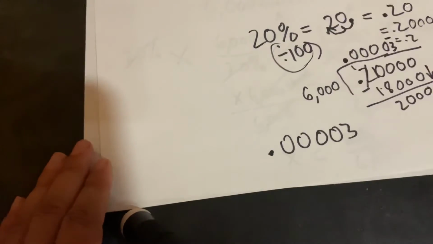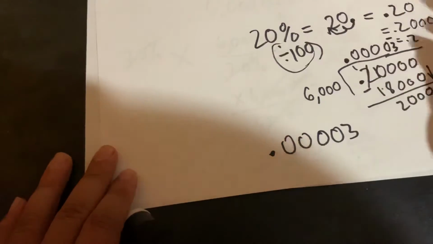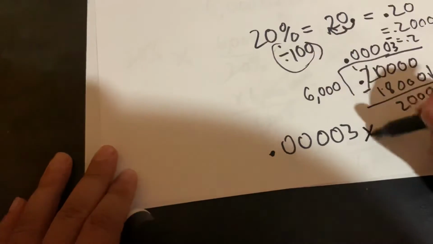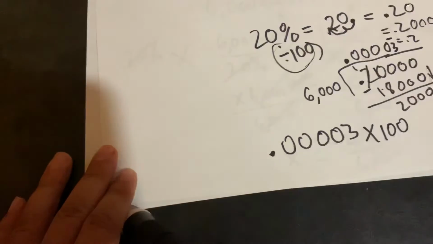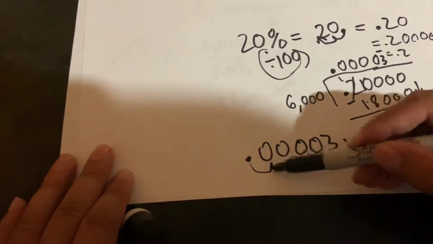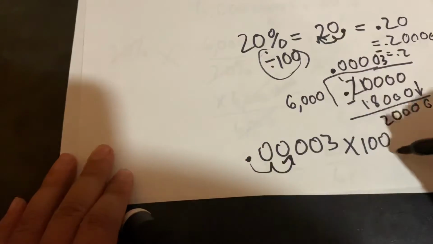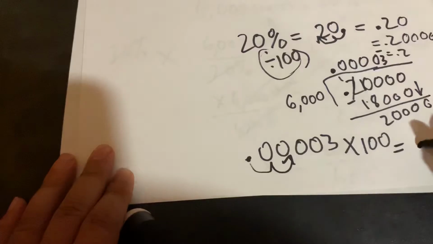I have to change it back to percentage. It's in a decimal. So to go back to a percentage, I'm going to multiply it by 100. So move the decimal 2 places to the right. That is essentially what happens when you multiply by 100. And you end up with 0.003. And that 3 is going to continue, remember.